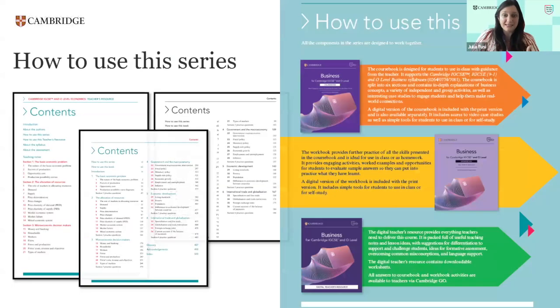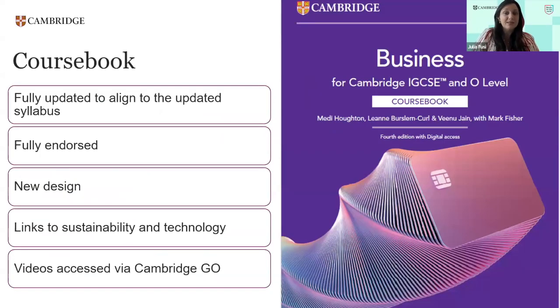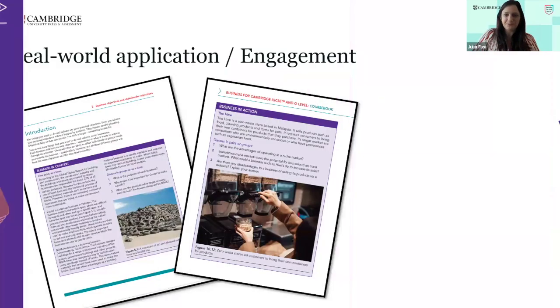So we have updated the series with the workbook and teacher's resource following the same structure as the coursebook, so that all 3 resources can be used together. The content is split into 6 different sections. With the coursebook, it's endorsed for full syllabus coverage. So the coursebook has been updated to align to the syllabus for assessment 2027 with a new design, links to sustainability and video content.